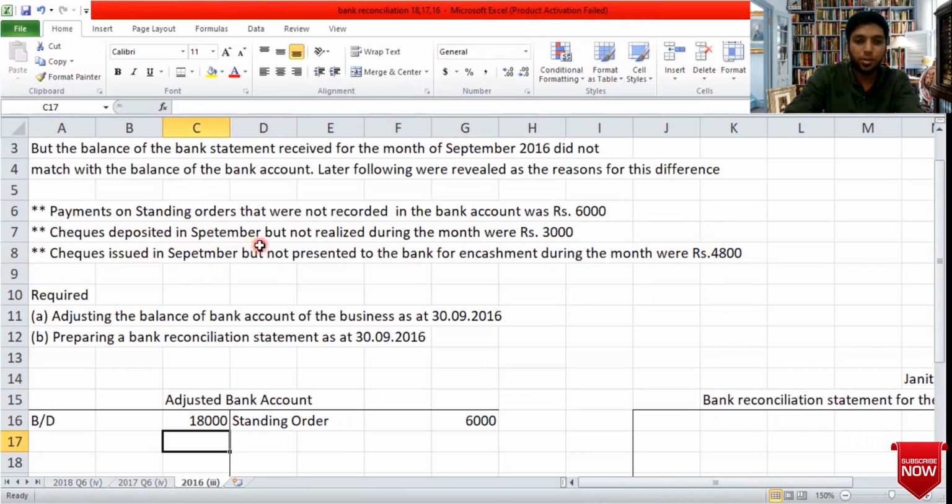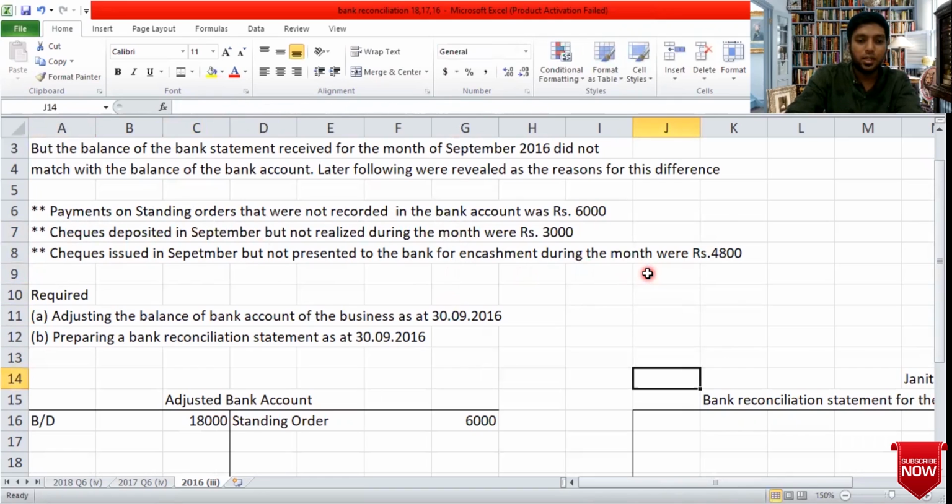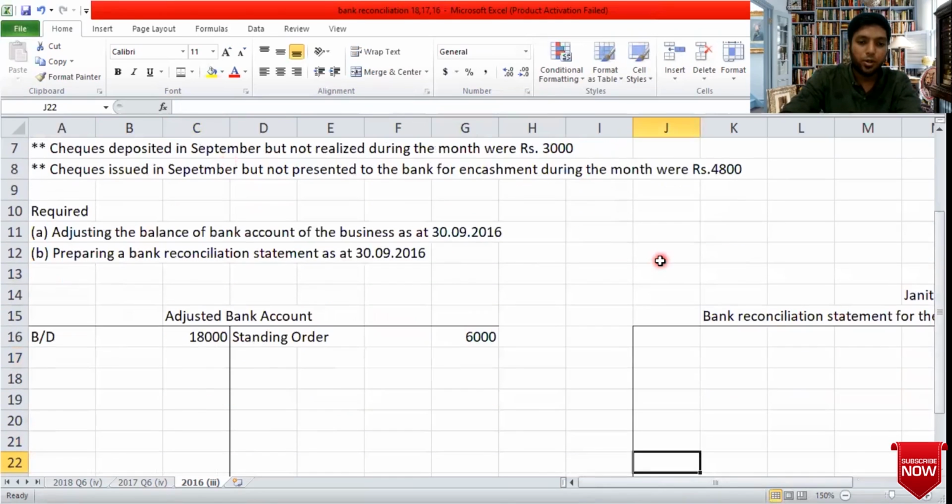Checks deposited in September but not realized during the month were rupees 3,000. So it's very easy. And checks issued in September but not presented to the bank for encashment during the month. So they have unpresented and unrealized. Unpresented you need to add. Unrealized you need to deduct from the bank reconciliation statement. Before that I want to finish this off.